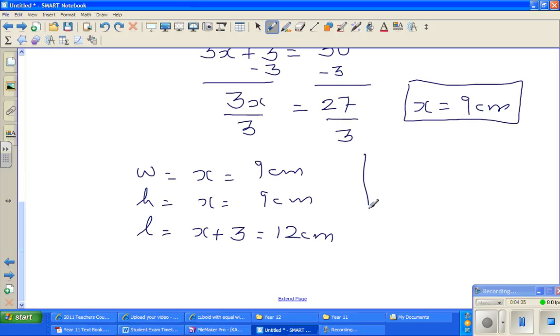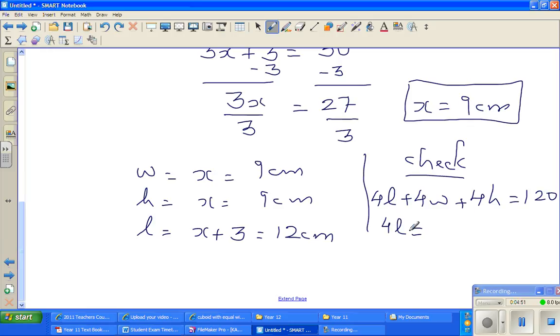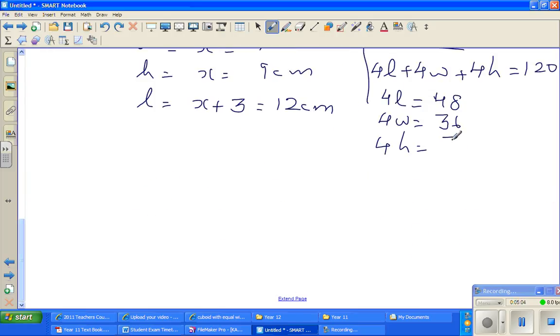Now let's check whether the answer we got is right. What did we say? We said 4L plus 4W plus 4H is 120. Now what is 4L? 4L would be 12 times 4, which is 48. What is 4W? 4 times 9 is 36, and 4H is again 36. So let us add them up. 8 plus 6 is 14, plus 6 is 20. 2, 2 plus 4 is 6. 6 plus 3 is 9, plus 3 is 12. So our answer is right.